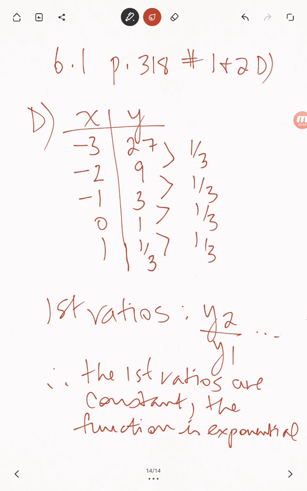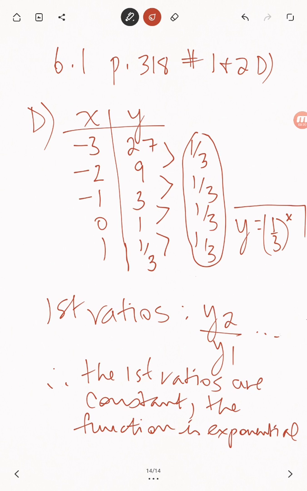Now, once we know that the function is exponential, to find the equation, we simply use our first ratio as the base, and an exponential function always has a variable as the exponent. So the function would be y equals 1/3 to the exponent x.